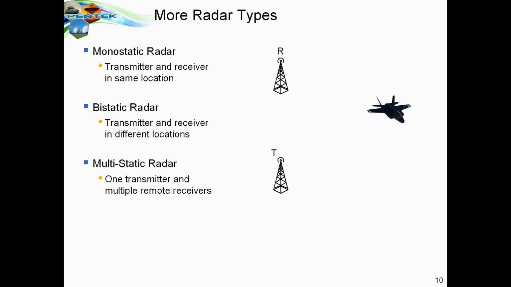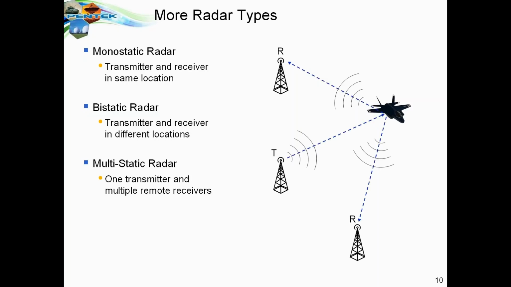In a multistatic radar, we have one transmitter and multiple remote receivers. So here we're picking up the return signal from two different antennas. Now, by using two antennas, we're not only able to get the distance to the target, but by triangulation, we can actually get the location of the target as well. And likewise, you can extend this to combinations where you might have the return signal going back to the transmit antenna.